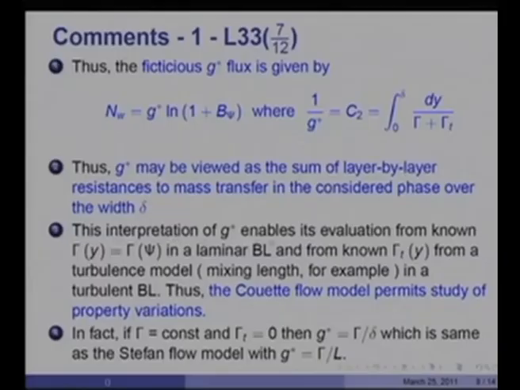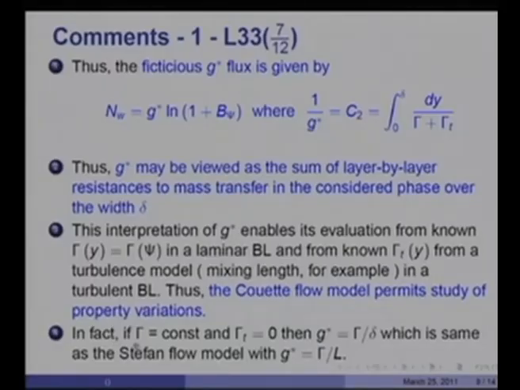This interpretation of g star enables its evaluation from gamma y equal to gamma psi in a laminar boundary layer, and from the known gamma t of y from a turbulence model like mixing length, for example in a turbulent boundary layer. Thus, the Couette flow model permits study of the property variations. Remember, gamma itself could be a function of psi, of temperature or the mass fraction itself. Gamma t, on the other hand, would be a function of the turbulence characteristics of the boundary layer.